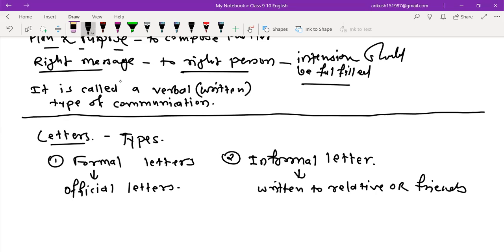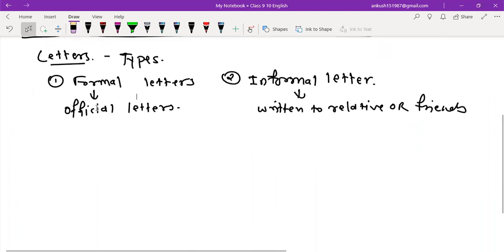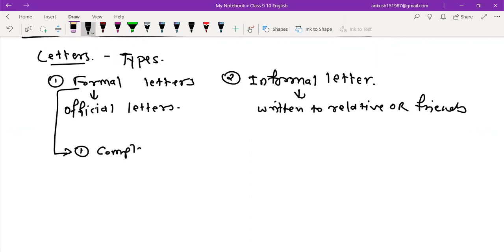Formal letters. Okay, which letters? Formal letters. Now again, these formal letters have been divided into four types. First type is the complaint letter. You may write a complaint here. Second, you may go for inquiry.